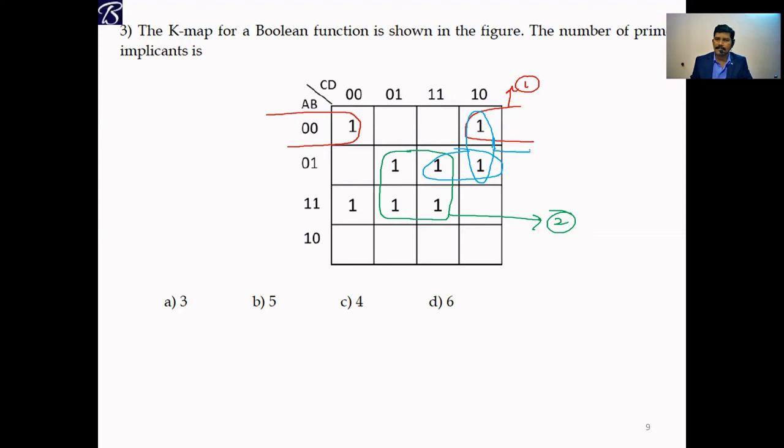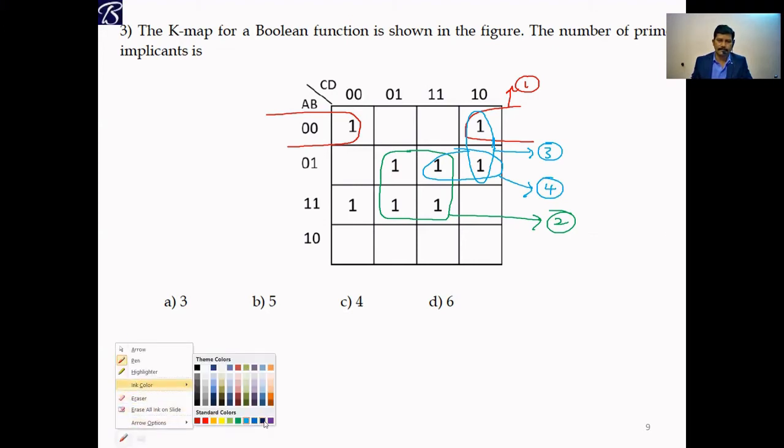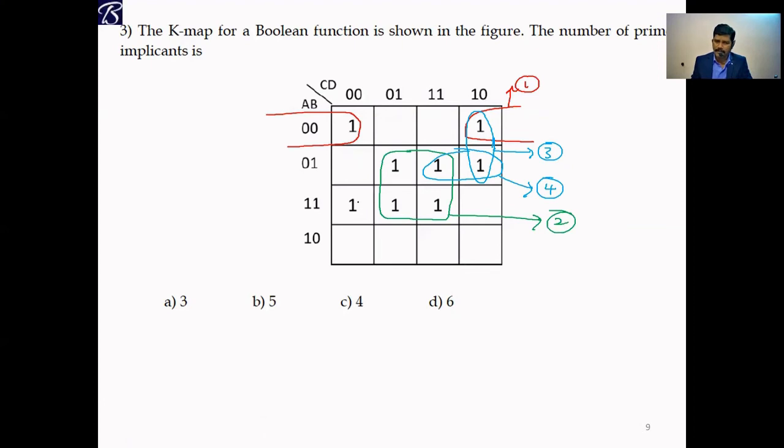So let us take this as 3 and this as 4. Now consider this one, then we can group this one like this. So total prime implicants, all the maximum possible groups, are nothing but prime implicants, and here 5 prime implicants are there. Option B is correct.